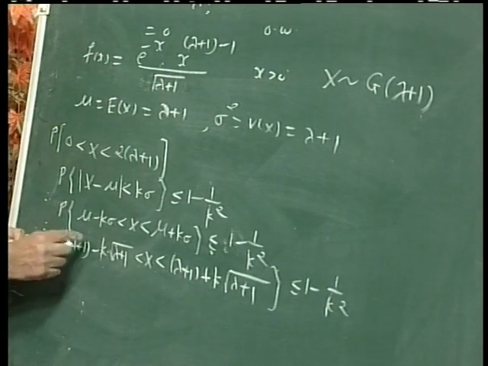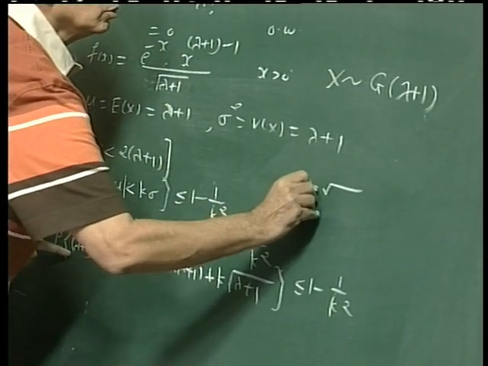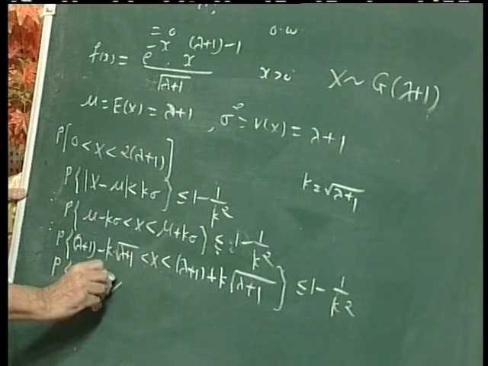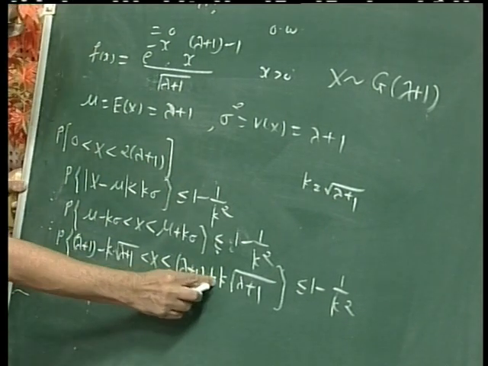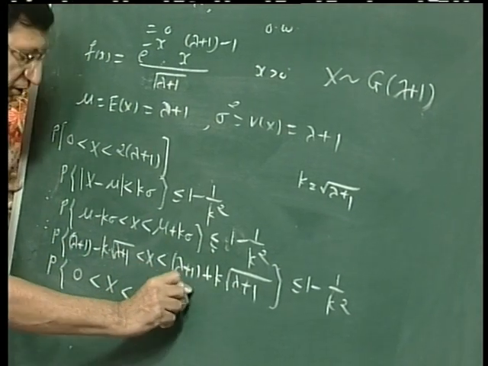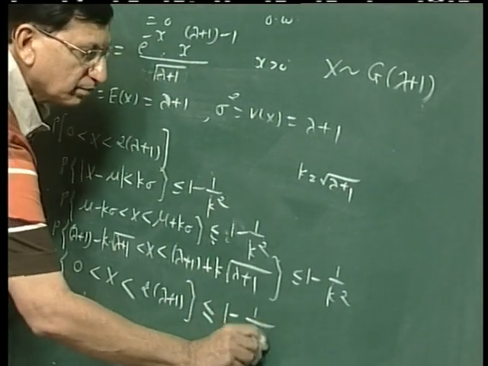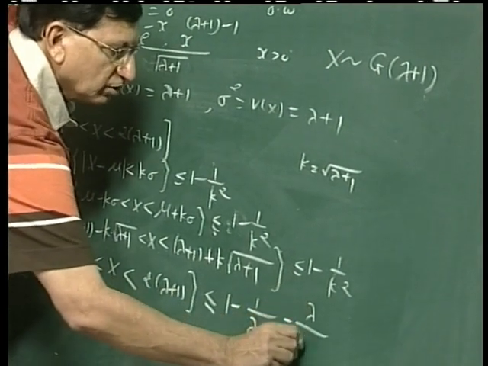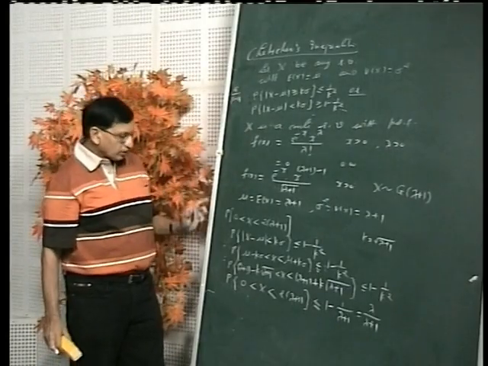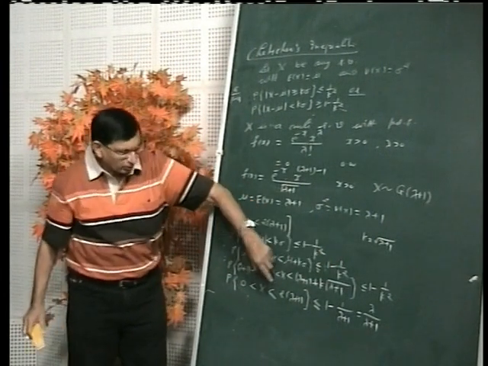So let us take k is equal to root lambda plus 1. Then this will be 0. So taking k is equal to root lambda plus 1, it becomes 0 is less than x, less than lambda plus 1 plus root lambda plus 1 one more time. So ultimately it becomes 2 times lambda plus 1 is less than or equal to 1 minus 1 upon k square, means lambda plus 1, which is equal to lambda upon lambda plus 1. So this way, for this type of continuous variable also, we can get probability upper bound of this particular event.